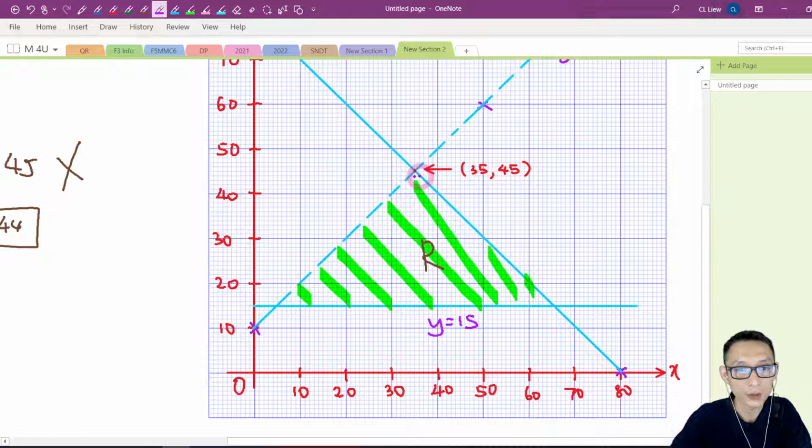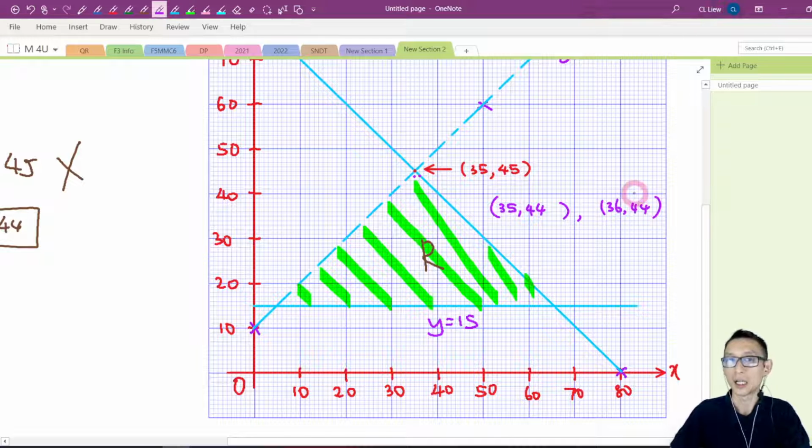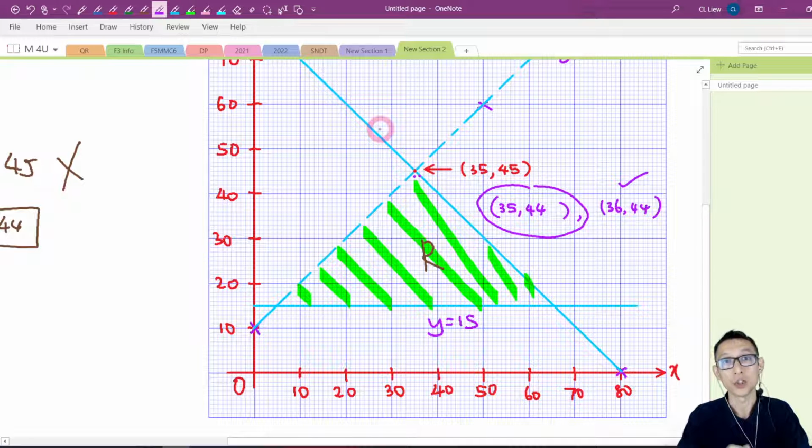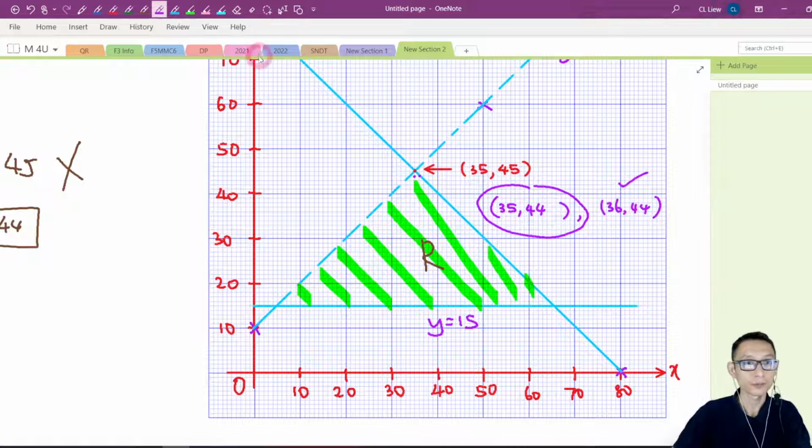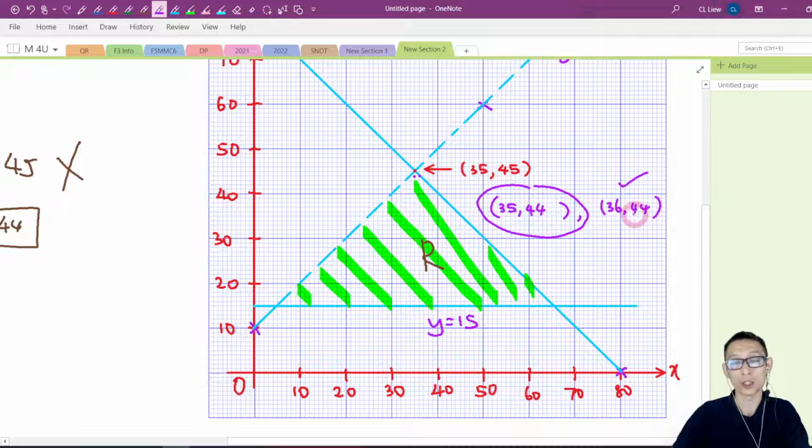Actually, there are two possibilities. The first one is 30, 35, 44. Another one is this one, 36, 44. But I think the teacher who created these questions actually expects you to use this one. They want the maximum number of students. I tried using both to calculate. When I use this one to calculate, I get a non-terminating decimal, a very long decimal. I think the author wants you to use this one. So I will go with this one to show you how to get the answer.